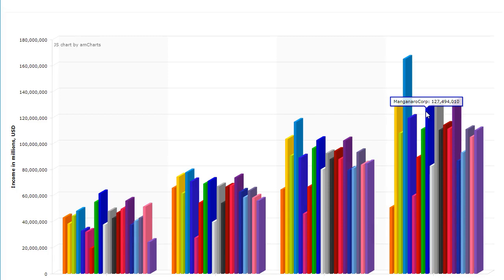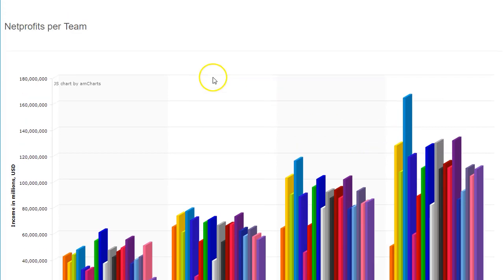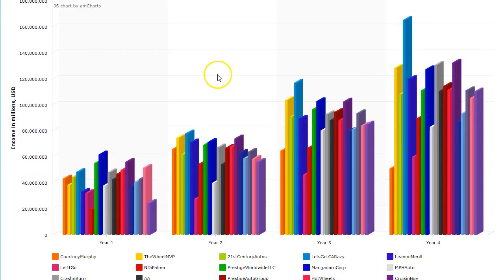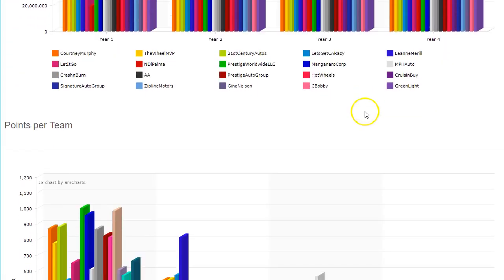I'm not sure how to pronounce that, but 127 million. Crash and Burn 130 million, and Cruise and Buy 132 million. So we have a number of companies over 120 million in net profits, which is fantastic. And we only had a few companies that reduced. So we had one company here that reduced their net profits. That's a problem, so that should be really looked into. And most companies have increased.